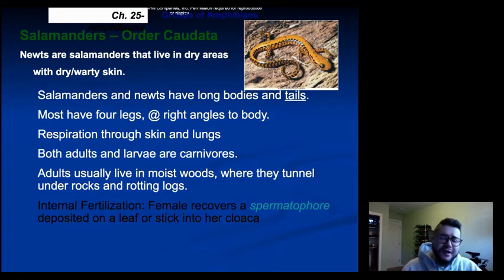The adults usually live in the moist woods where they tunnel under rocks or rotting logs, and they stay moist in that area. And salamanders are actually an example of internal fertilization, where the female recovers a spermatophore deposited on a leaf or a stick and brings it into her cloaca and does internal fertilization that way.